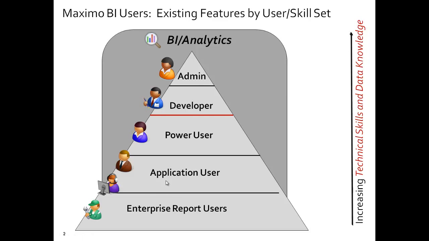Now the reason we show them in a pyramid is to signify two things. First off is that the largest percentage of our user is typically down here at the bottom with our Enterprise Report user, and then the percentage decreases as we move up the pyramid. But also what's really important is the arrow over here on the far right hand side, which shows as we move up the pyramid, the user's skill sets within Maximo increase, and also their database knowledge and need for database consumption increases.